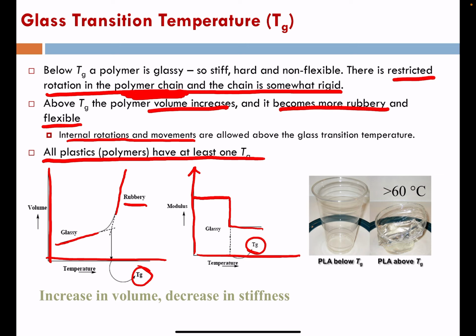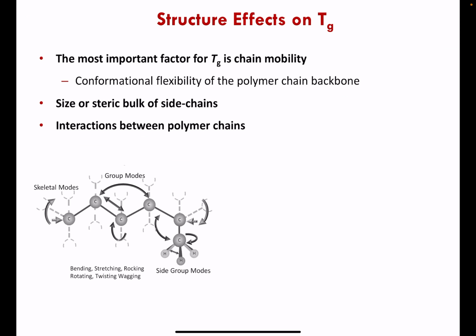Okay, and in the photograph before, we have polylactic acid below its TG. We see a cup not distorting under its own mass. And if we heat that above the glass transition temperature here, temperature just above 60 degrees centigrade, the material flows under its own mass, moving towards a puddle-like state like you've experienced with liquids, for example.